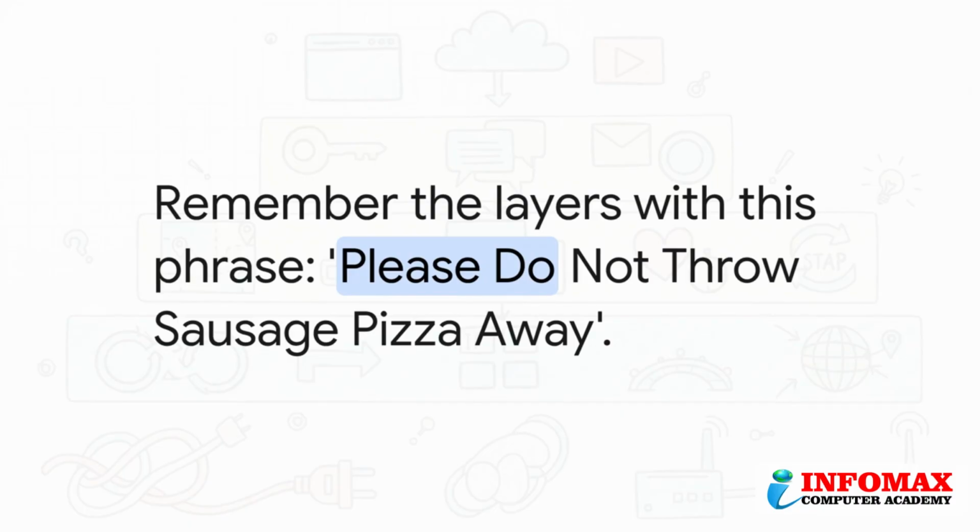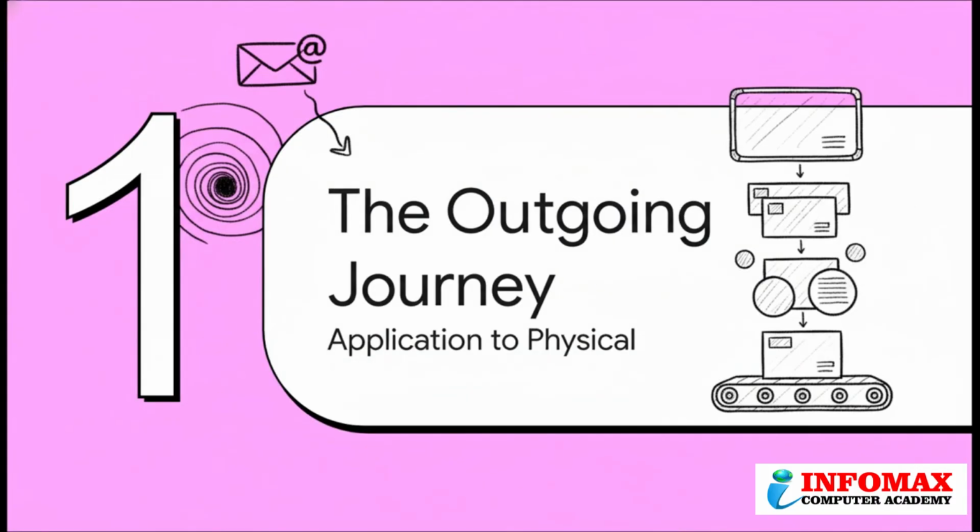Okay, I know what you might be thinking. 7 layers? How am I ever going to remember all of those? Well, don't worry, because network engineers have been using this awesome mnemonic for decades. You just have to remember this phrase, starting from the bottom, from layer 1. Please do not throw sausage pizza away. See? Physical, data link, network, transport, session, presentation, and application. Pretty clever, right? All right, let's start the journey.